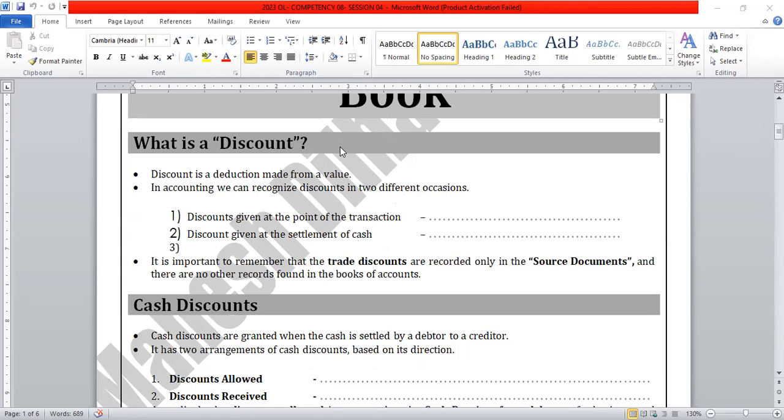So before I introduce the format and everything, I just want to know, what is or what do we mean by a discount?